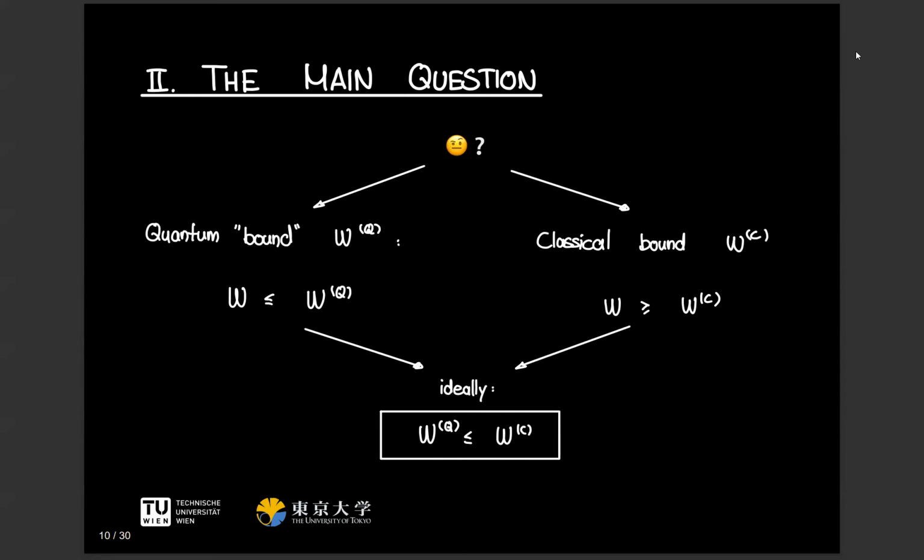And does there exist some fundamental non-zero lower bound for the classical computational platform? And ideally, we would have that the classical bound is greater than the quantum bound, showing that there exists in principle such an advantage.